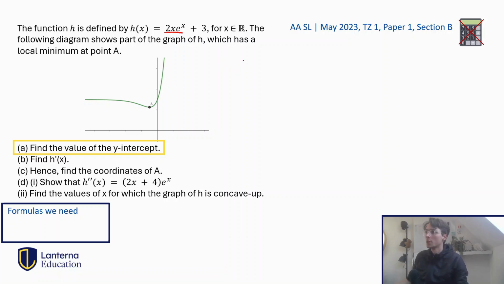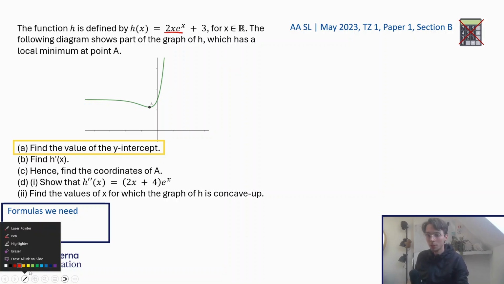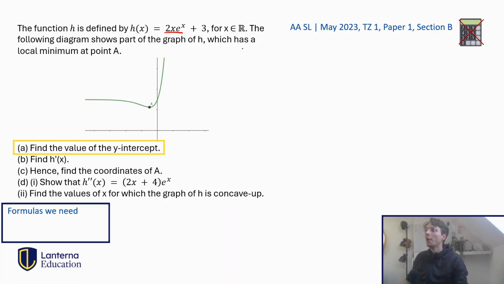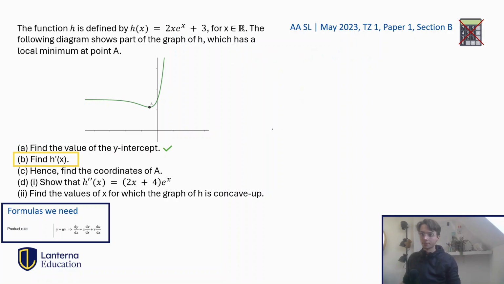I'm sure most of you will know how to do this just fine. Again, let's pick a lovely new color. How about this blue? We need to start by finding h of 0, because that's what the y-intercept is, when the x coordinate is 0. I'm just substituting 0 in for x: 2 times 0 times e to the power of 0, plus 3. Anything multiplied by 0 is 0, so that's just 3. Nice and easy start.